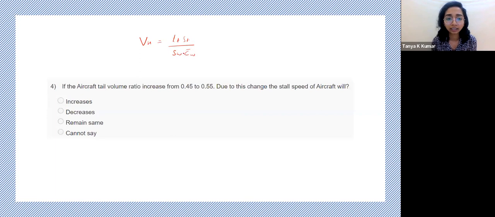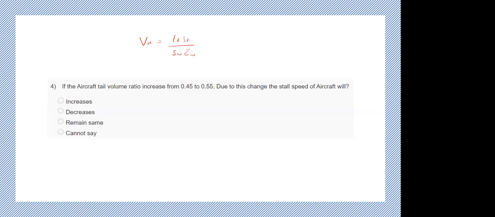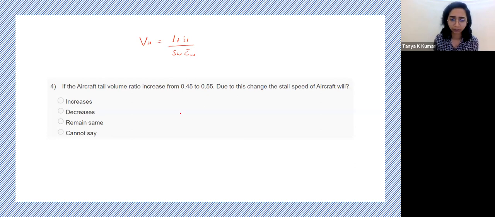So if I increase this VH from 0.45 to 0.55, will the stall speed of the aircraft increase, decrease, remain the same, or can you not say? It shouldn't be affected, ma'am. Exactly, correct. He's absolutely right. So the stall speed, we know the formula. We've been using this several times in this course. V stall equals the square root of 2W by rho S CL max. There is no VH here.